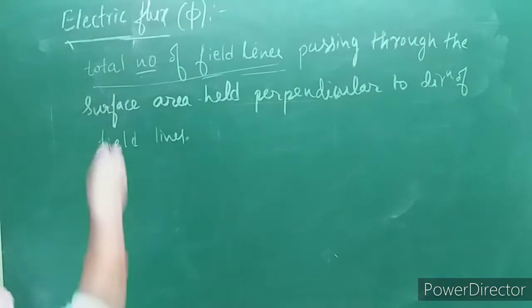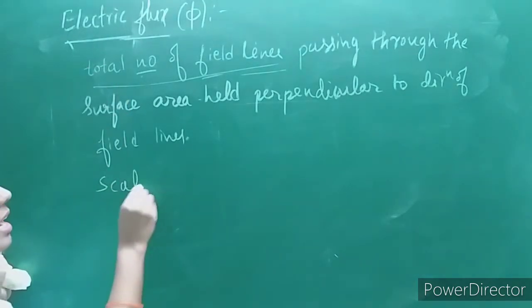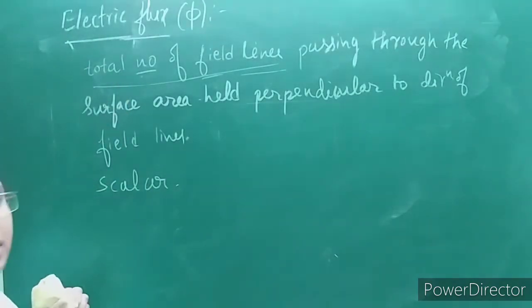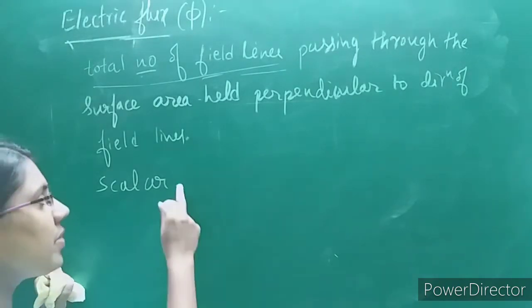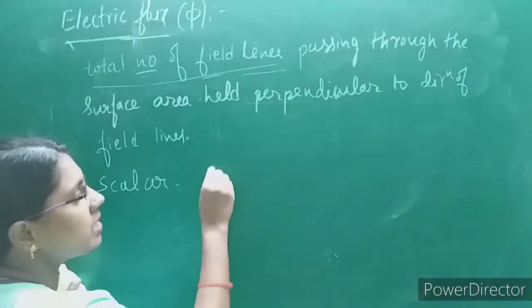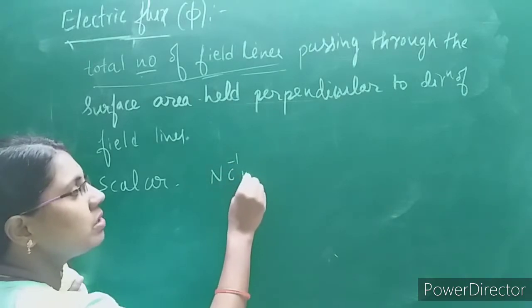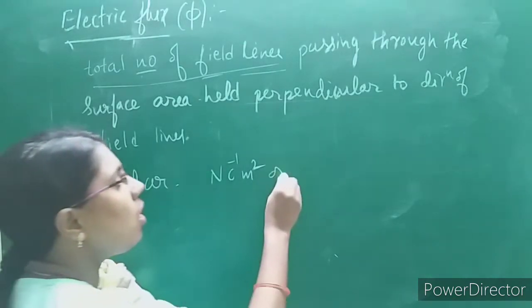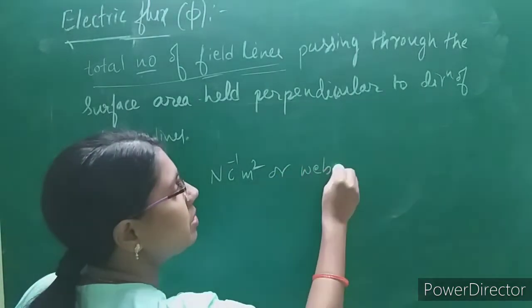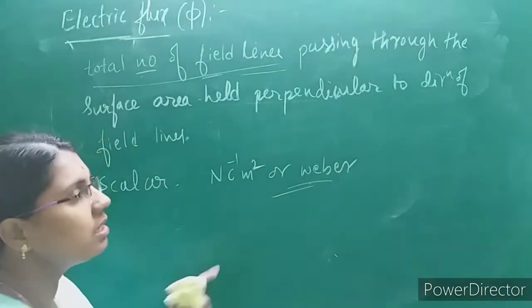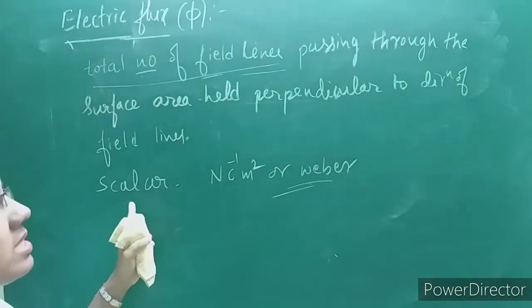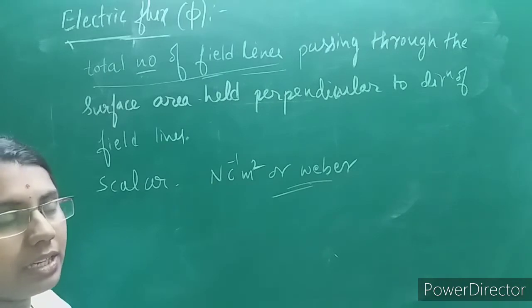And this electric flux is a scalar quantity. Electric flux is a scalar quantity, and its SI unit is Newton per Coulomb meter square, or simply Weber. So, this is the SI unit of electric flux, and it is a scalar quantity.